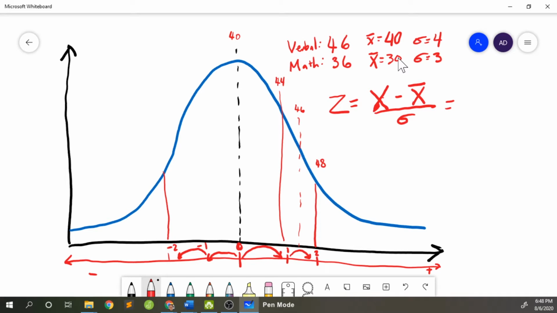Let's do our current verbal score, which is 46 minus 40 divided by 4. Remember, all we're doing is counting up here. We're just using the formula to make it easier. So if we do this, 46 minus 40 gives us a 6. It means we counted up 6. Now we need to divide by our standard deviation. 6 divided by 4 is the same as 3 over 2, which is 1.5.